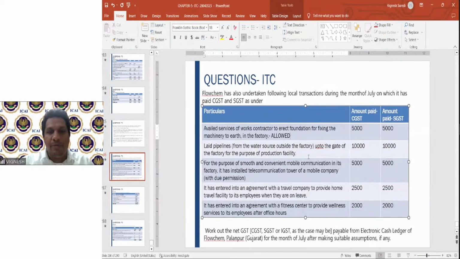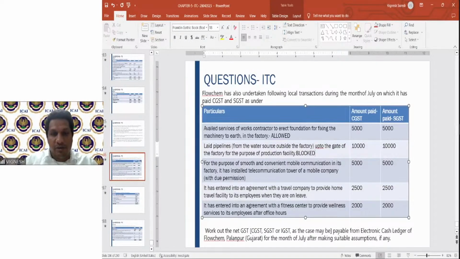Then laid pipelines up to the gate of the factory for the purpose of production facility. Now, is this plant and machinery? Definitely not. It is clearly excluded. So therefore, this is used for construction of immovable property on his own account. So therefore, this will be blocked.